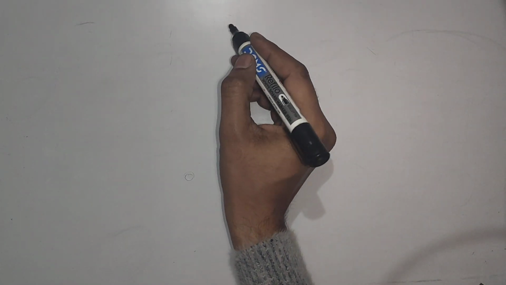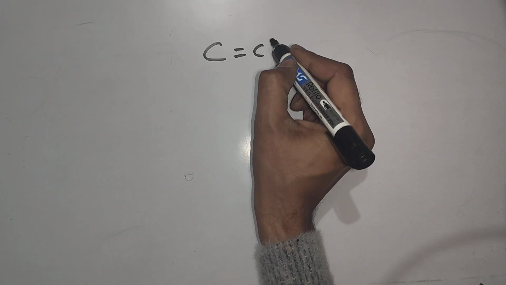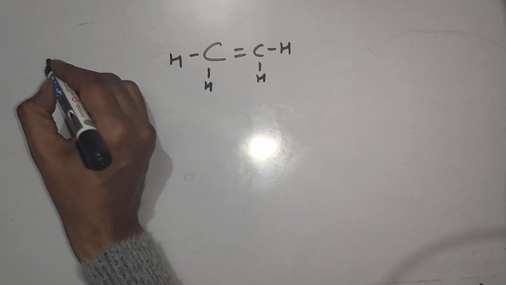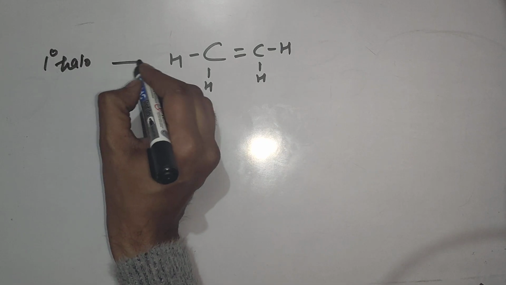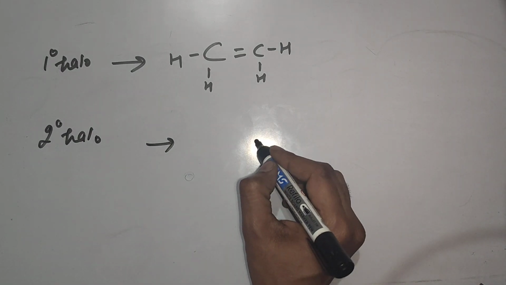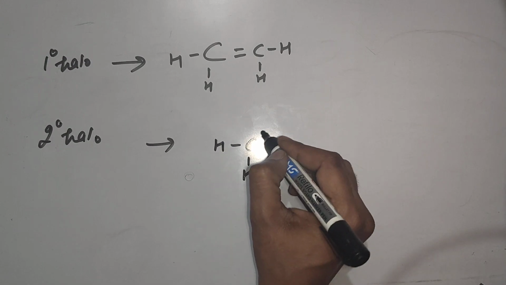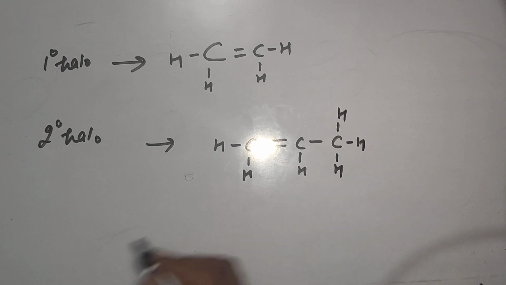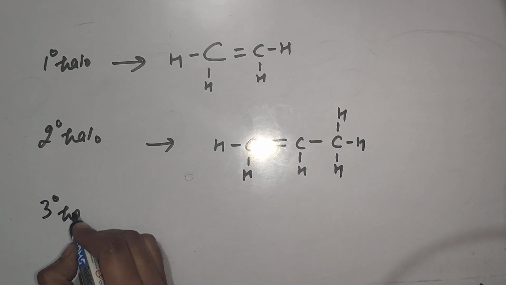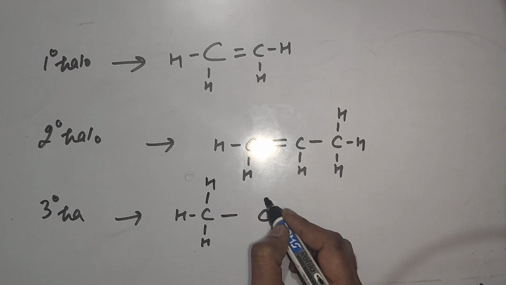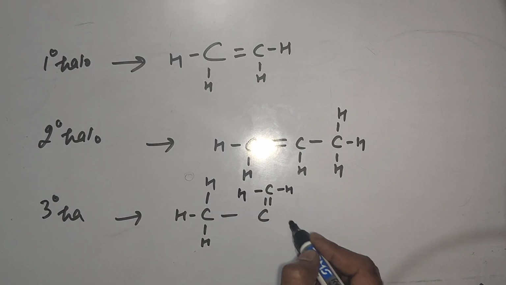So in 1 degree, the alkene I got this one. From 1 degree haloalkane, I got this alkene. 2 degree haloalkane provided me this alkene. And 3 degree haloalkane provided me this alkene.